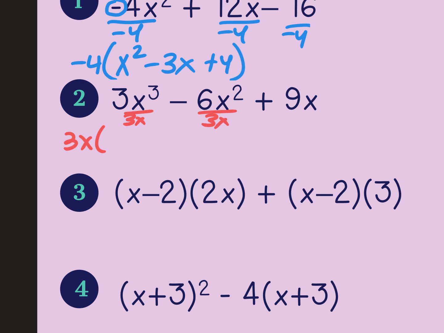Again, you do not have to write it underneath. I'm just writing it. Some people like to see it like that. So 3 divided by 3 is 1, and x cubed divided by x is x squared. -6 divided by 3 is -2, and I have an x. And then 9 divided by 3 is +3, and I have my parenthesis.